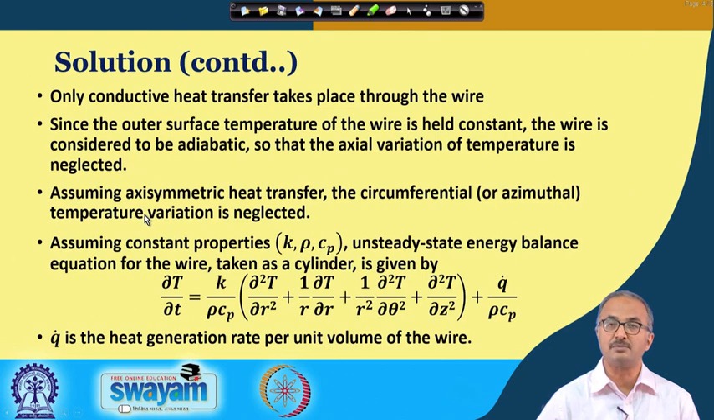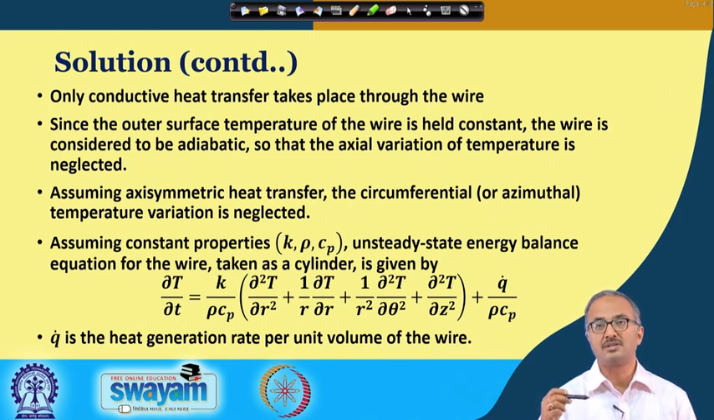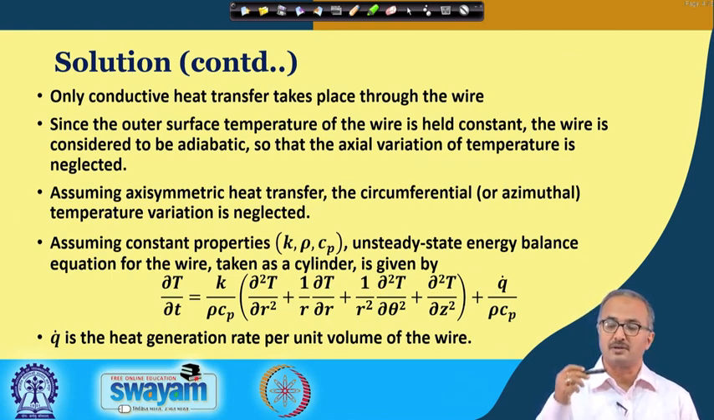Now the next assumption is that we are assuming it to be axisymmetric. That means there is no variation in the temperature along the circumference of the wire at any given radial and axial position. So circumferentially there is no temperature gradient or temperature difference. This is an axisymmetric assumption.